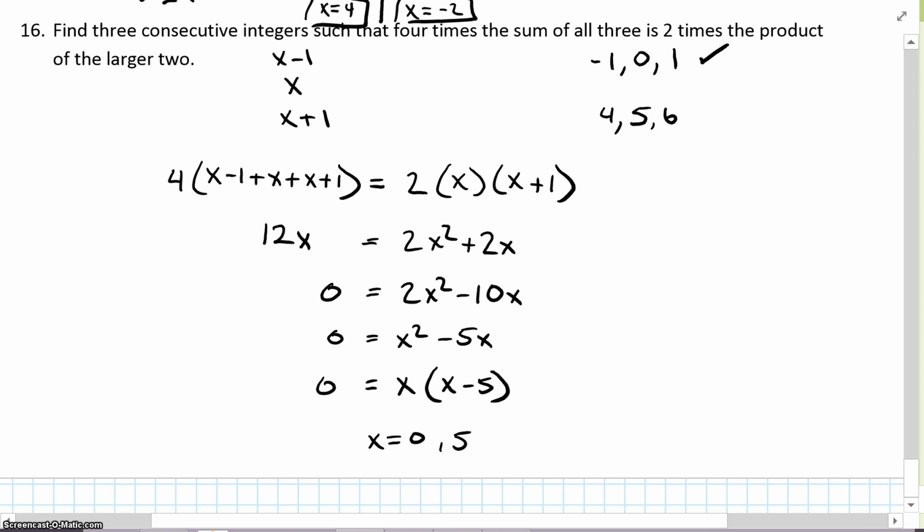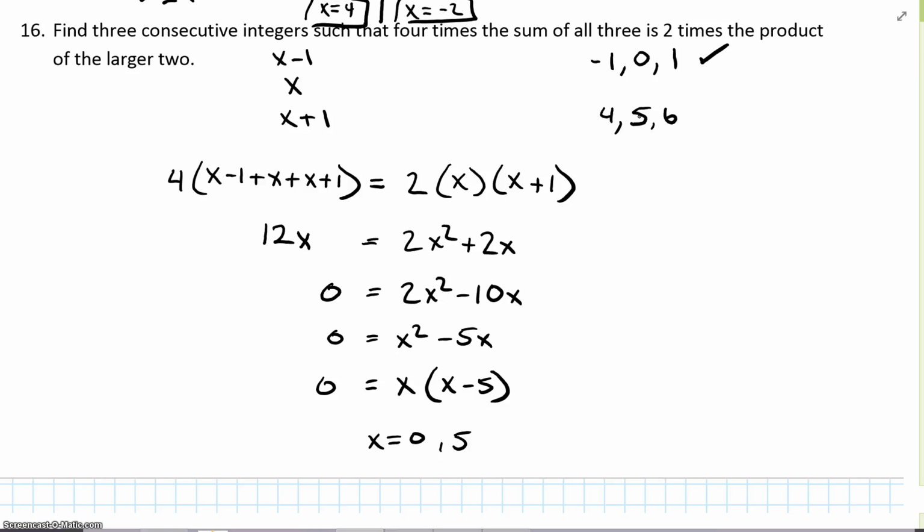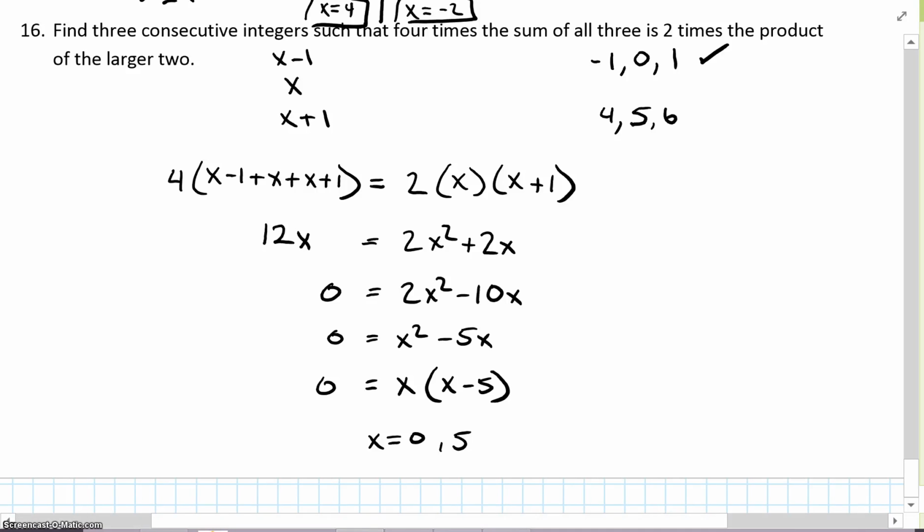Yep, that all works. So again, 4 plus 6 is 10, plus 5 is 15, so 4 times 15 is 60. And 2 times the product of the last 2 numbers is also 60, so that works.